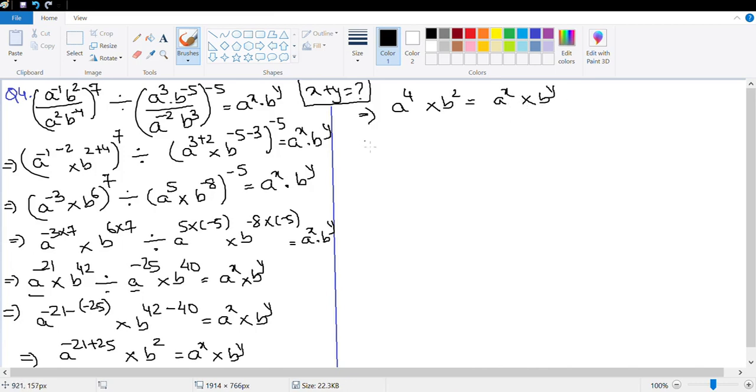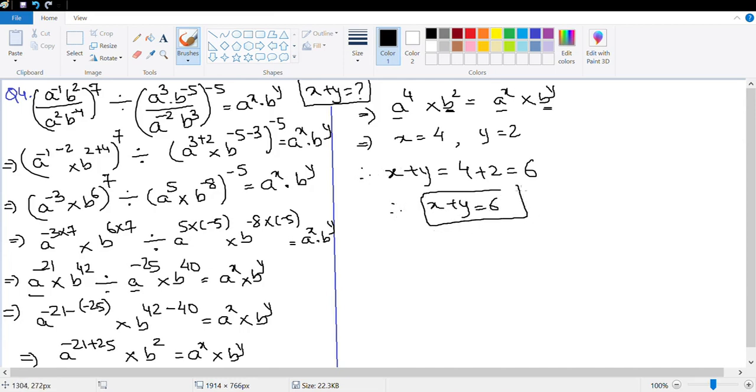Which means if we compare the base and the power, a is equal to x, so x is equal to 4, and b is equal to 2, not b. Y is equal to 2. The base is common, so the power will be same. Therefore, in the question, there's a tail question. They want us to find x plus y, which is 4 plus 2 is equal to 6. Therefore, x plus y is equal to 6. That's my answer. Let's move on.